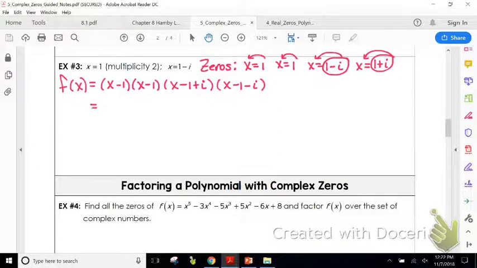So let's go ahead and do this. So we're going to do FOIL here. If you want to do the Punnett square, you can, okay? You get the same answer. So we get x squared minus x plus 1. And so I'm going to simplify that.